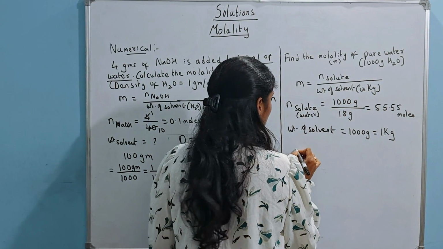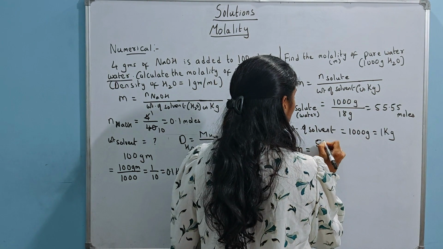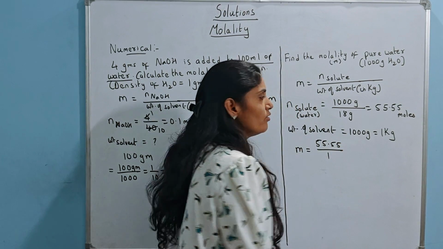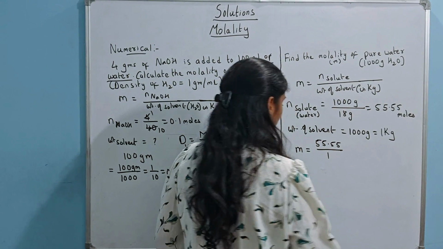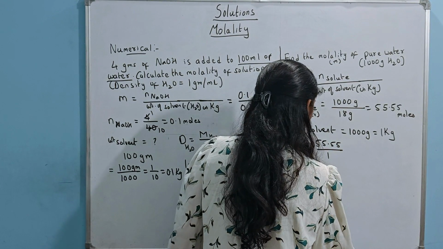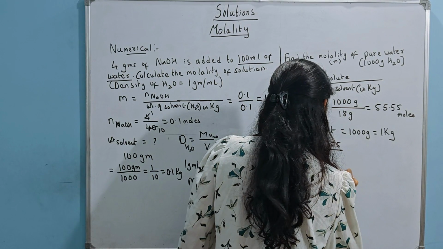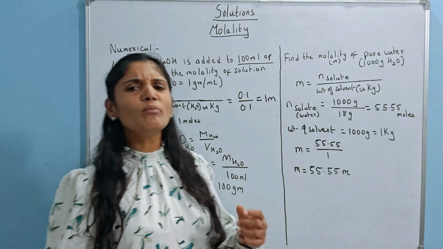Now if I substitute in the molality formula, number of moles of solute is 55.55 moles divided by 1 kg. So what will be my answer? Molality is equal to 55.55 molar. Now if you are getting it out, should we write only molar?